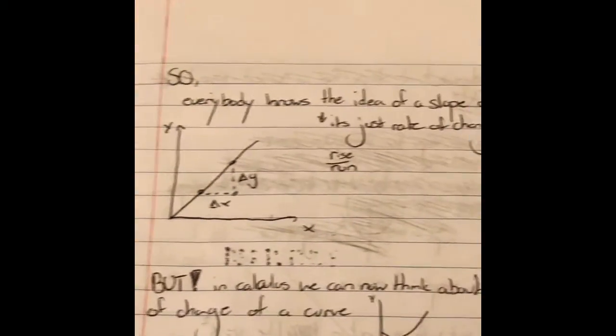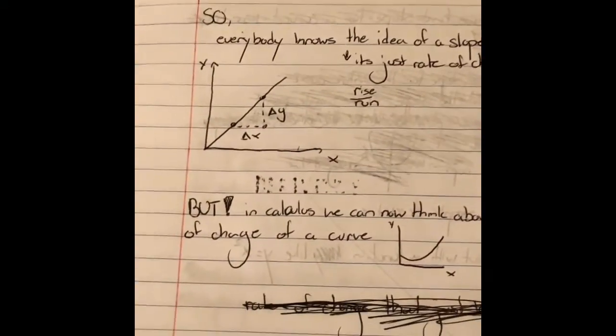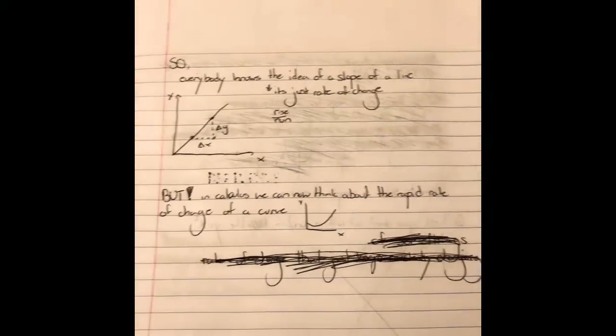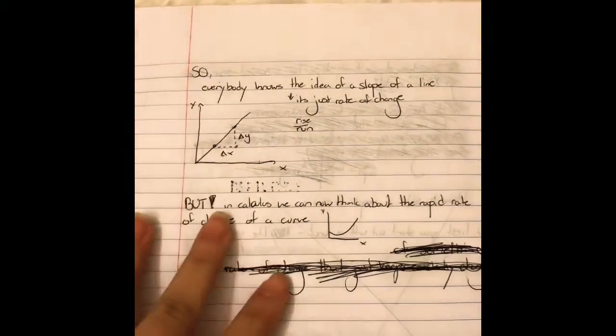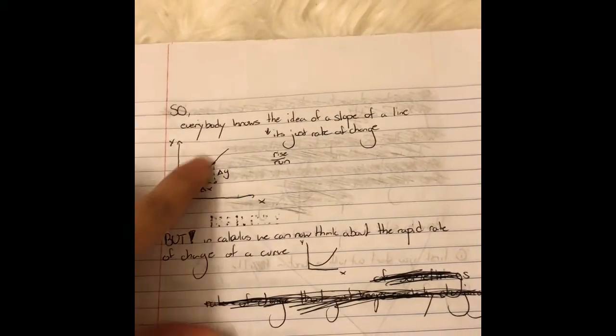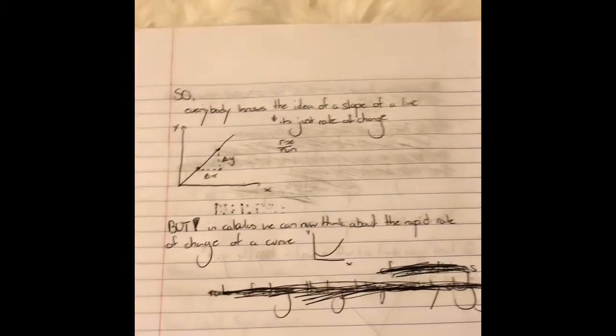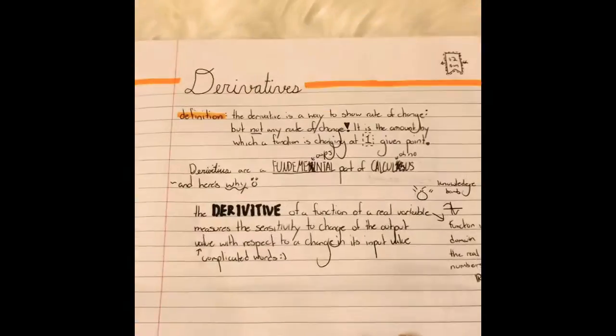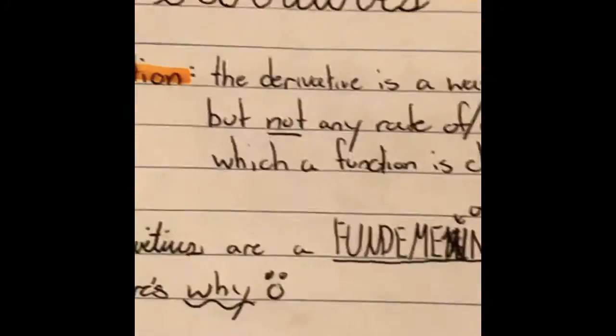So, everybody knows the idea of the slope of a line. It's just the rate of change, rise over run. But in calculus, we can now think about the rapid rate of change of a curve, because a curve, compared to a straight line, is always changing its rate. Which brings the purpose of derivatives.